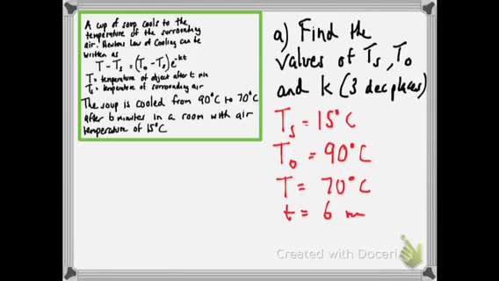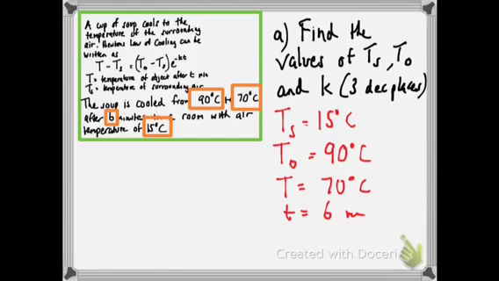Temperature of the surrounding air was there, 15 degrees Celsius. Temperature at the start, initial temperature, is 90 degrees Celsius. Temperature at the end, 70 degrees Celsius after t minutes, and the t minutes is 6 minutes there. So that's where I got those different things from. Okay, let's proceed into the question and find out the value of k.